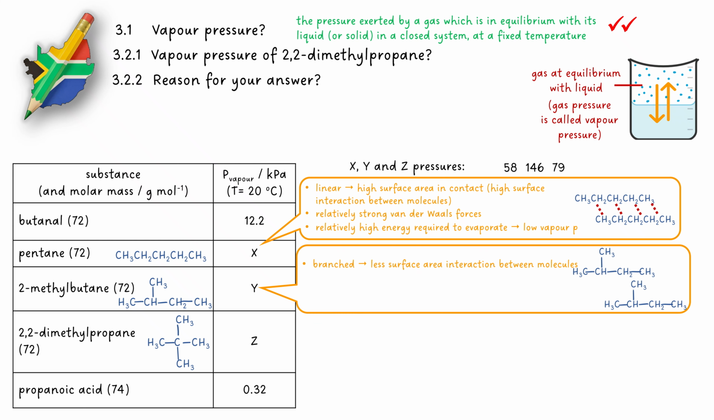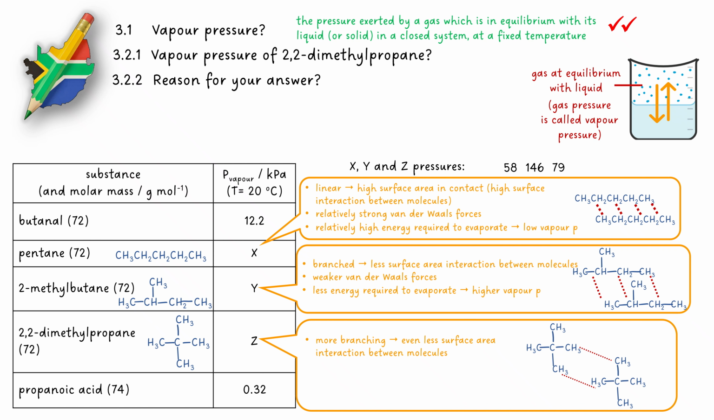2-methylbutane is slightly branched, resulting in less surface area interaction between molecules, as they can't get close to each other along their lengths. So the van der Waals forces are weaker than in pentane, and less energy is required to overcome these forces, making this compound more volatile than pentane. A higher volatility results in a higher vapor pressure.